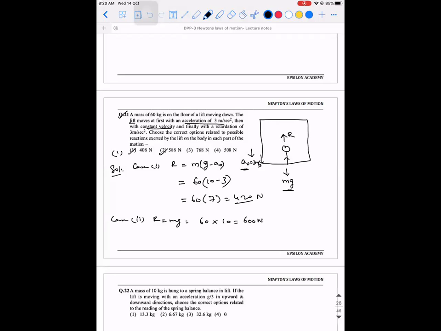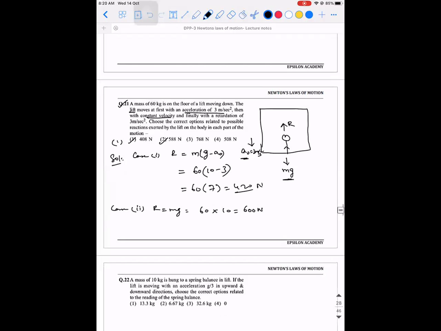That is 588 because they have taken 9.8. It is clear. 6 8 is 48. No. So case 3, what will happen? Just finally with the retardation. Retardation means it is moving in the upward direction. I mean, see, it is not moving in the upward direction.